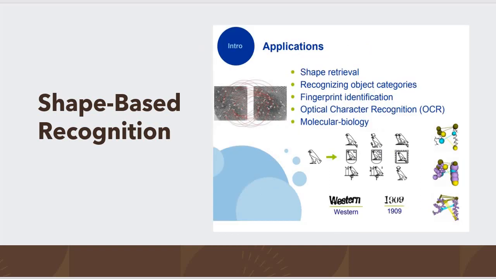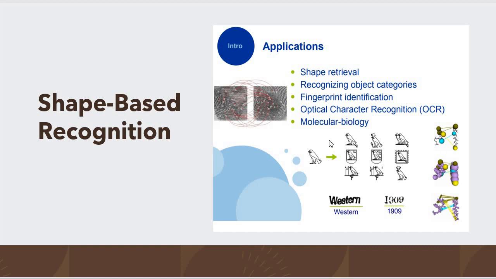Next, the shape based recognition applications are useful for shape retrieval, so that we can easily identify the object, as well as for recognizing the object categories, meaning which category the object belongs to, fingerprint identification, and optical character recognition, the OCR. This OCR is used for many competitive exams, and shape based recognition is also used for molecular biology.